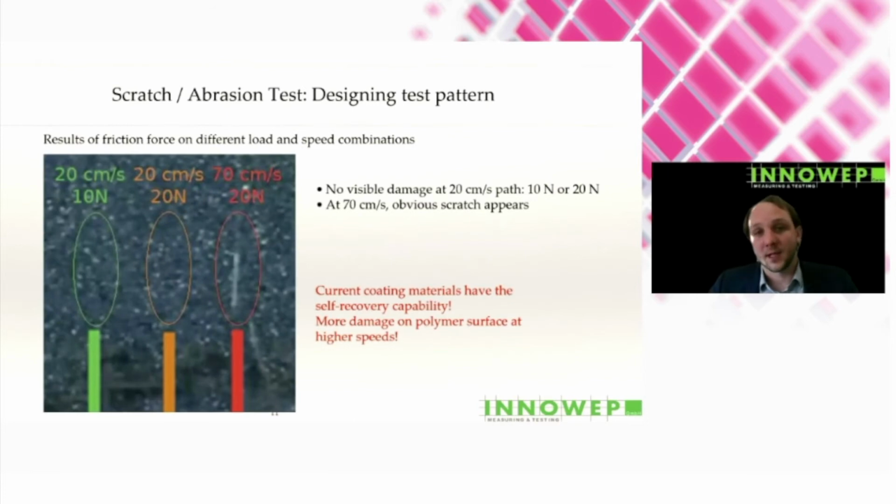The other example I'd like to show you briefly is this one. It's a little bit hard to see, but this is actually a transparent PMMA disc with 3 scratches on it. The black background is just supporting to make it visible. And there are 3 different scratch paths. The one in the green circle at 20 centimeters per second, 10 Newton load, and then one where the load has been doubled, and one where the speed is higher.